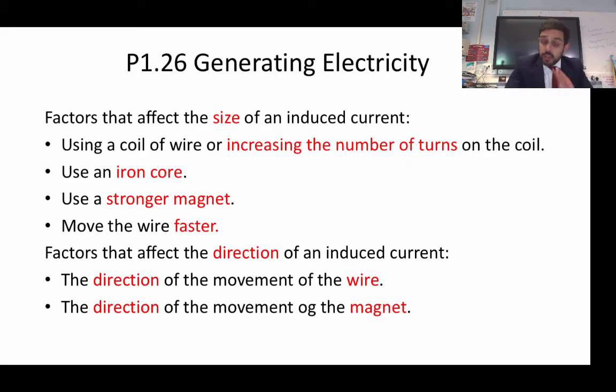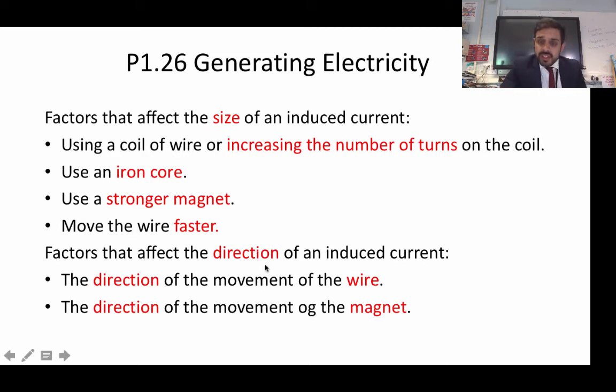Okay, now you need to know in your exam, how can you increase the size of an induced current? So how could I make that current stronger? Well, you could have more turns in your wire. So just like in the video, if you had more turns, you'd have a stronger current. Use an iron core, which would also give you a stronger current. And use a stronger magnet. And one more, sorry: move the wire faster. So the faster you move it, the greater the current. Like in that diagram, it shows the magnet moving, but it could have been either one.